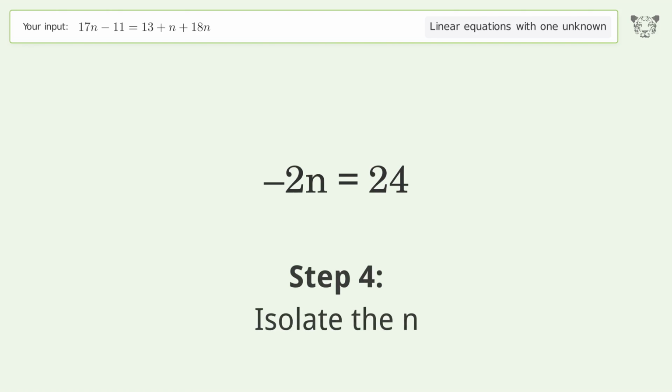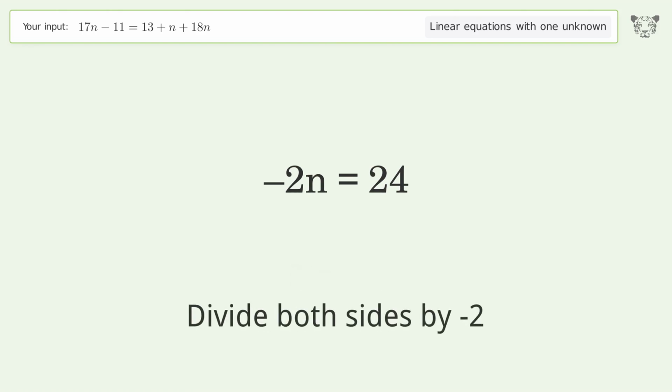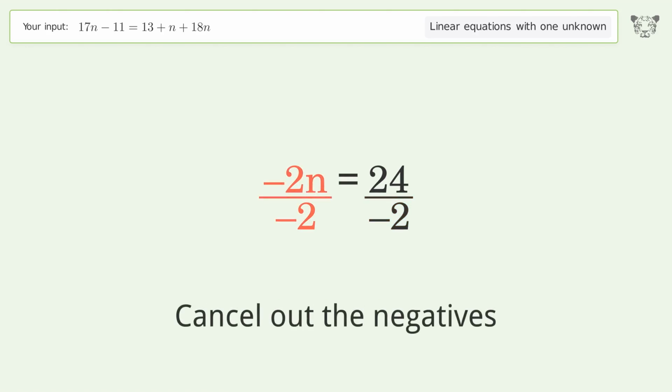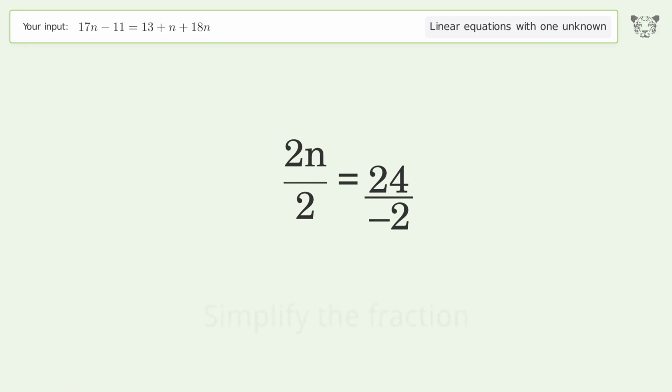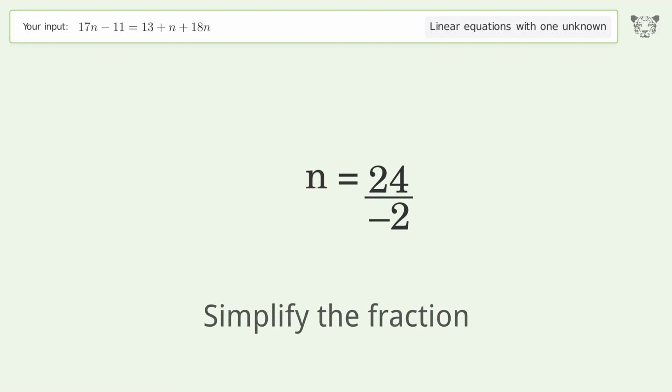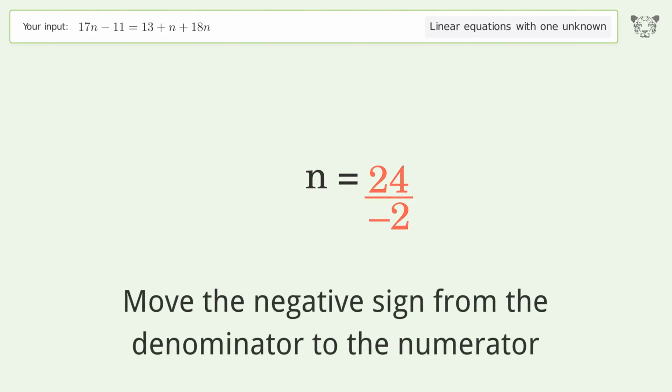Isolate the n. Divide both sides by -2. Cancel out the negatives. Simplify the fraction. Move the negative sign from the denominator to the numerator.